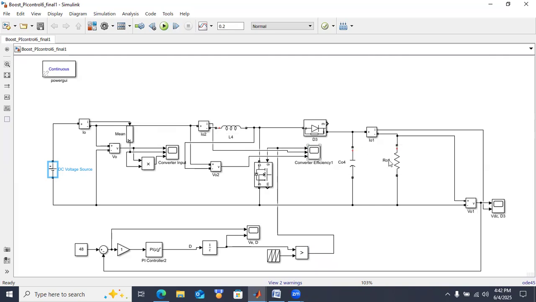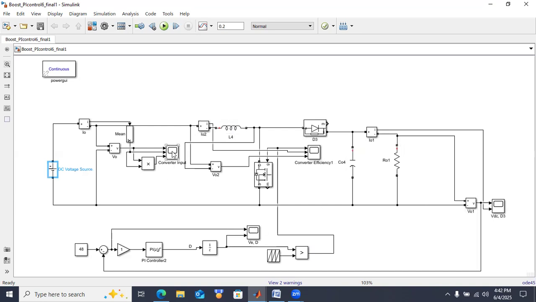How much the voltage will be boosted depends upon the duty ratio and the inductor ripple current. The inductor ripple current plays an important role in the inductor value. So based on that, the boosted output will be obtained at the load side.